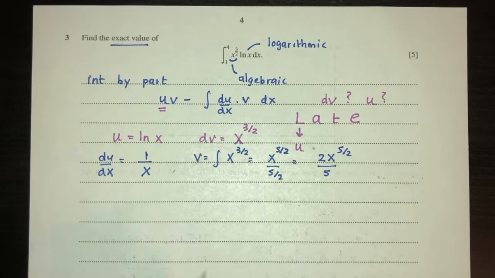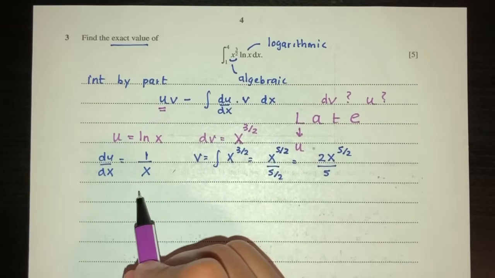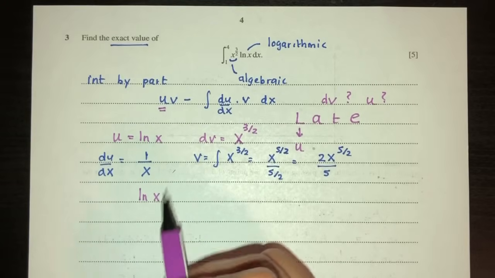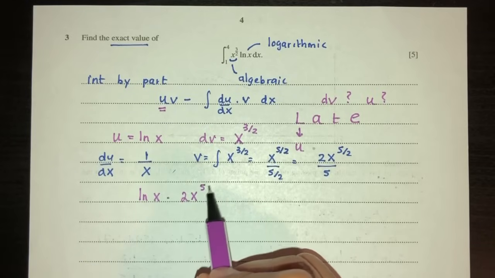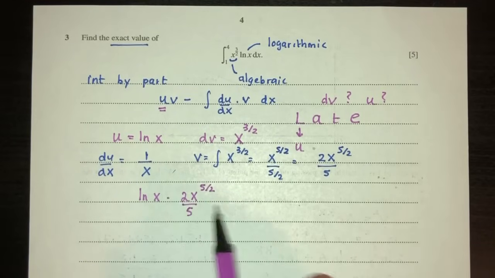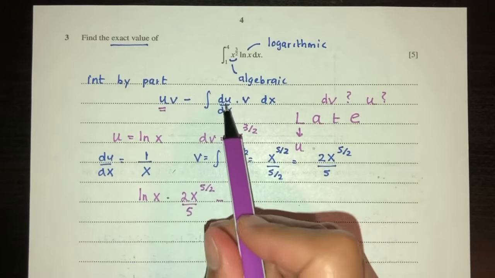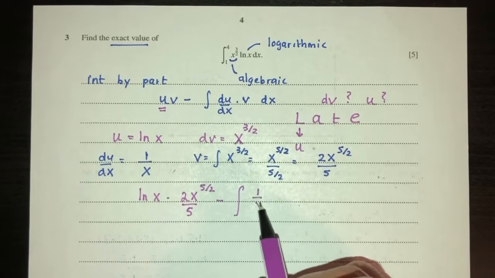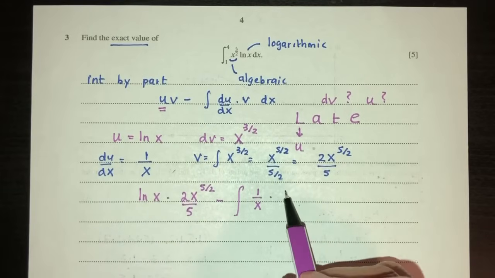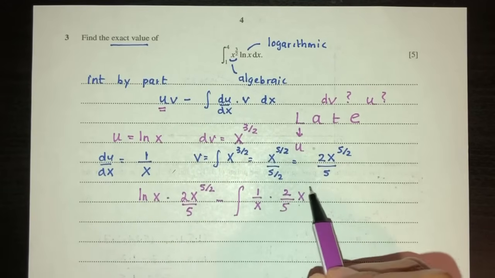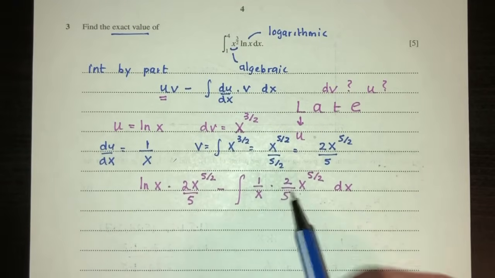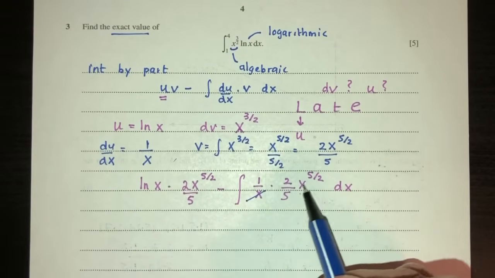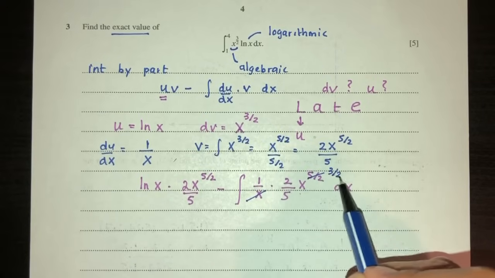So the next step is to replace these values in this equation. So u is ln x, and then v will be what? v is equal to this, so 2x to the power 5 over 2 divided by 5 minus the integration of du by dx, which is 1 over x, times v, which is given by this, 2 over 5 x to the power 5 over 2, dx. So first let's simplify, and then we can just solve it. So simplify this, x goes away, 1 over x goes away, so that becomes x to the power 3 over 2.